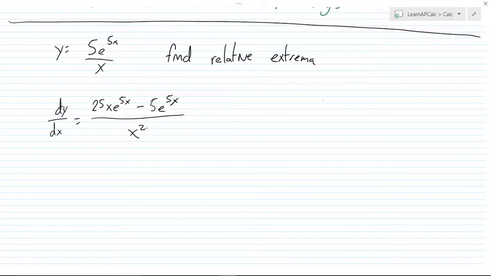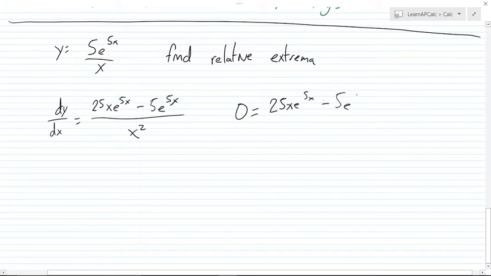So I can sort of split this up. I'll say if I multiply this through by x squared when it equals 0, that's just going to give me this. And now I can factor out 5e to the 5x. Alright, so where does 5e to the 5x equal 0?